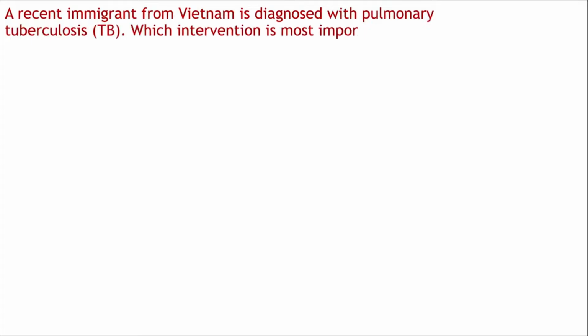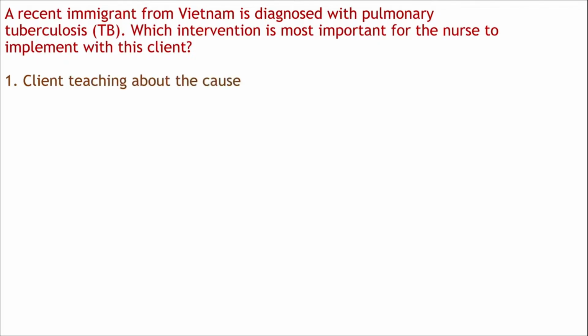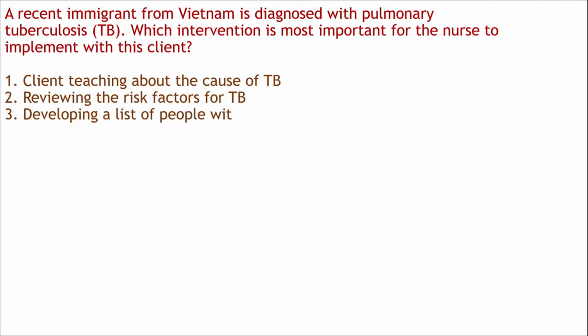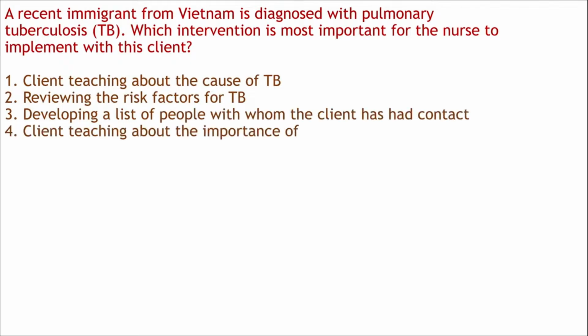A recent immigrant from Vietnam is diagnosed with pulmonary tuberculosis, TB. Which intervention is most important for the nurse to implement with this client? 1. Client teaching about the cause of TB. 2. Reviewing the risk factors for TB. 3. Developing a list of people with whom the client has had contact. 4. Client teaching about the importance of TB.